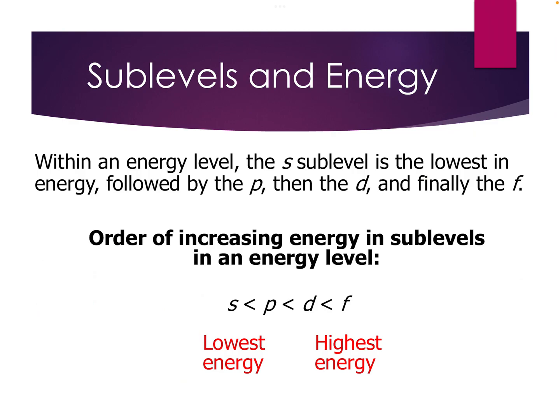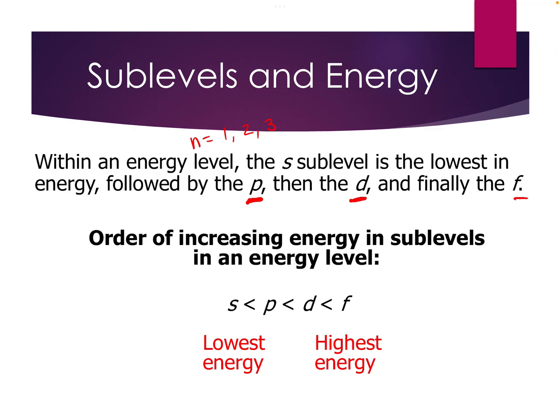All right, so that was a lot, right? What I want you to remember is that within this energy level, whether it's n equals 1, 2, 3, etc., the S sublevel is always going to be the lowest in energy. It's always going to be the closest to the nucleus in that particular energy level. And then P, and then D, and then finally F, which we didn't talk about.